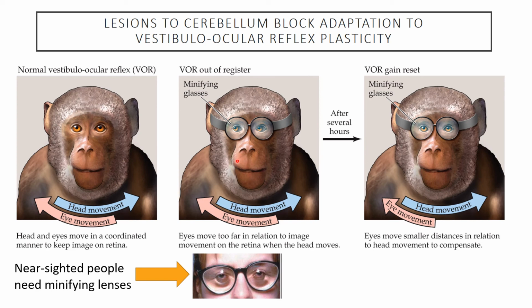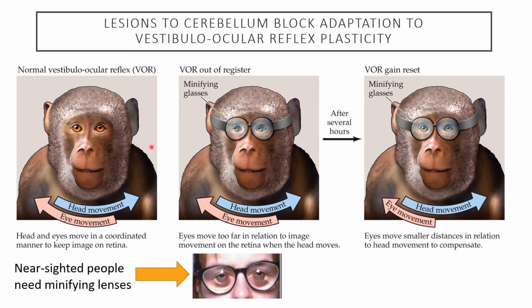And when this monkey starts to turn his head, the eyes, unfortunately, are moving too much when they're being asked to stare at a particular place. It's because the motor signal that's being sent to the eyes is too much for the image that's being transposed onto the eye because of the crazy glasses that this monkey is wearing. So the eyes move too far in relation to the image movement onto the retina when the head moves. So when the head moves, the eyes are going to end up going to the wrong side.